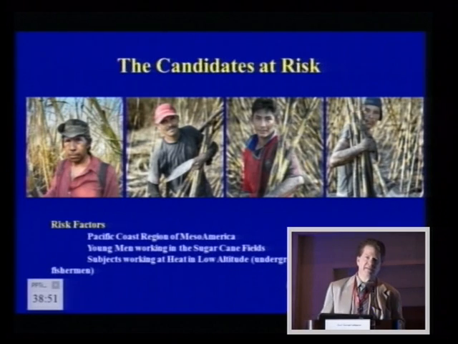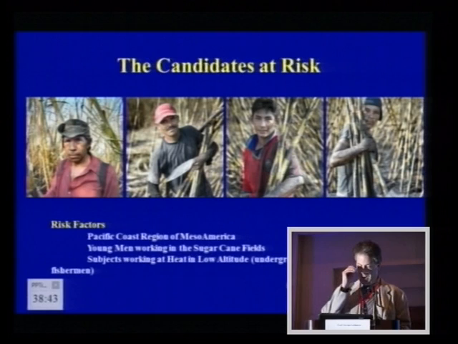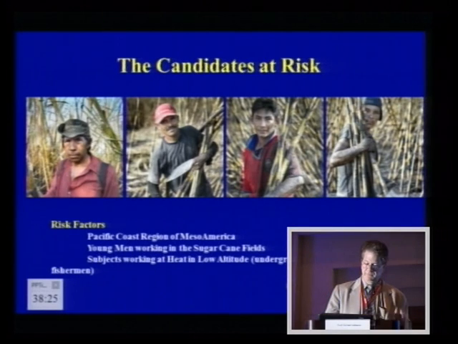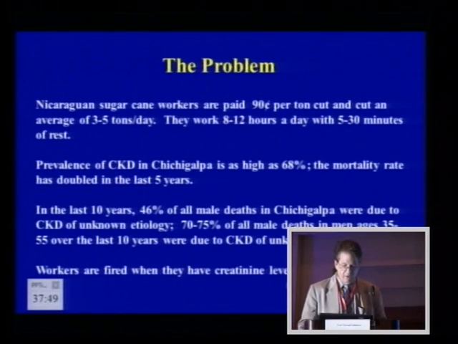The story I'm going to tell you begins in Nicaragua, where the candidates who are at risk are these young men who are working out in the agricultural fields. Most of these people are working in sugarcane fields, and they're working under very high temperatures. My guess is that in this country, there are many workers also out in the fields, in very hot climates, and we are now aware that this same condition is occurring in Bangladesh, in Sri Lanka, and in other parts of the world. And I predict and suspect that it is a disease that you are actually seeing, but may not recognize what its causes are. So here's the problem.